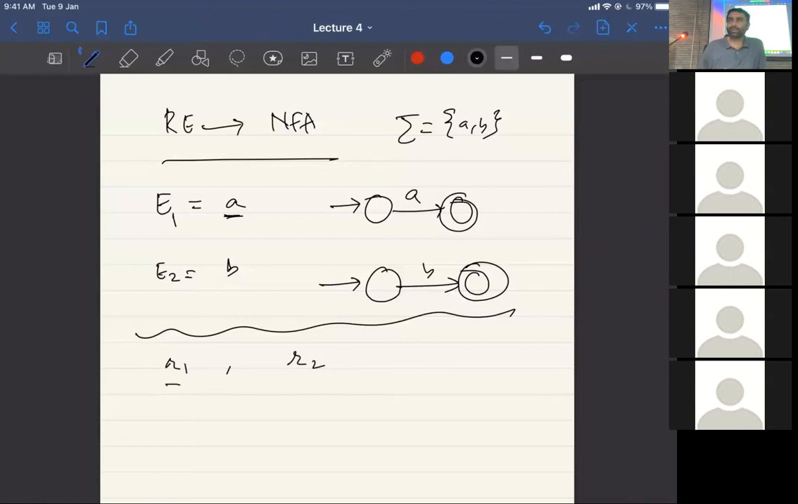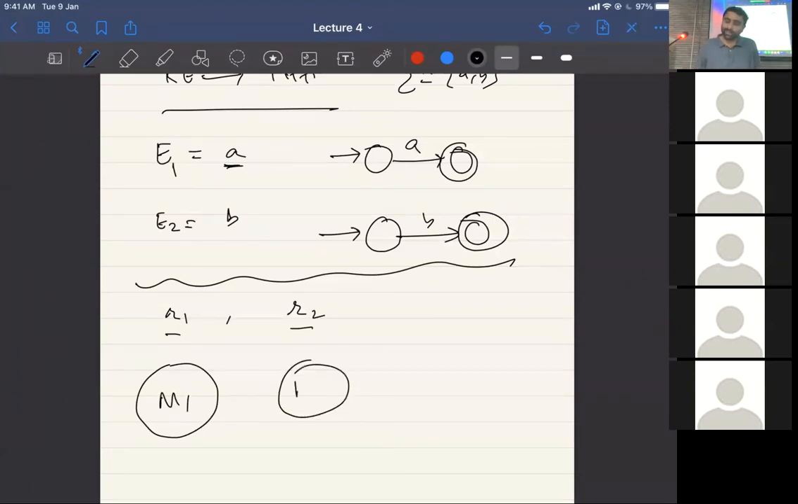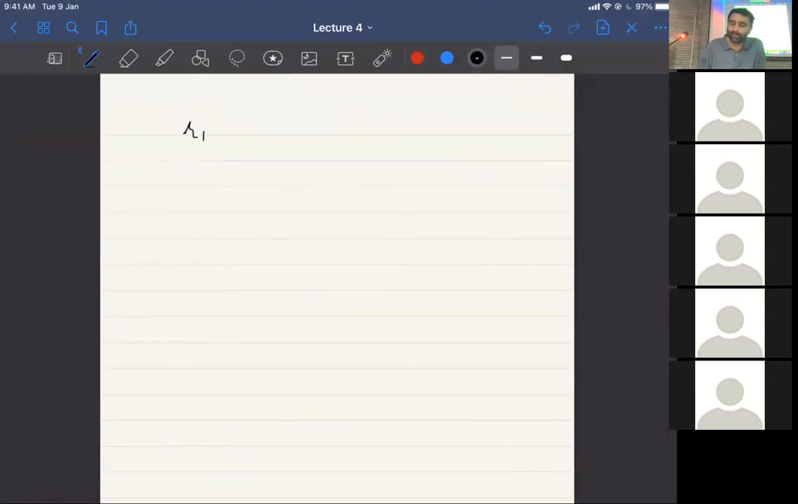Suppose this is a regular expression R1 and this is another regular expression R2. There must exist an NFA for R1, so let's call it M1. M1 is the NFA for R1. There must exist another machine M2 for R2. We do not know the structure of these two NFAs; imagine two NFAs exist. Now we will see how to connect these NFAs for the regular expressions R1R2, R1 plus R2, and R1 star. These are the three ways we can construct regular expressions. We can have R2 star too, it doesn't matter, since star is unary.